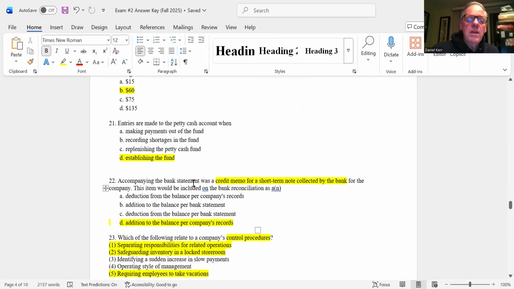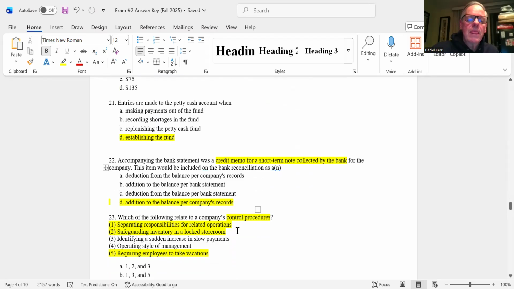Accompanying the bank statement was a credit memo for a short-term note. A credit memo means the bank put more money into our account. So if the bank put more money in our account, that's what we call a credit memo. What we would do for that credit memo is add it to the balance per our records. It's already on the bank statement, but when you do the bank rec, it would be in addition to our records. So the answer there is D.